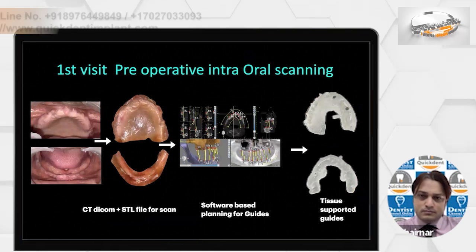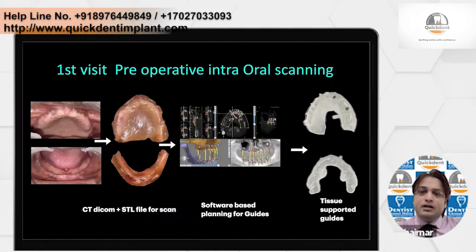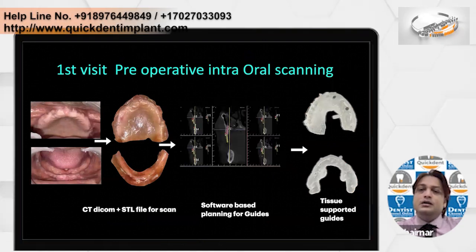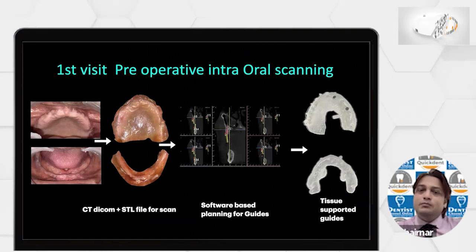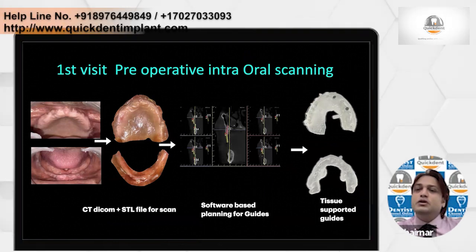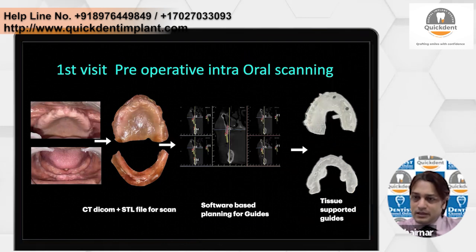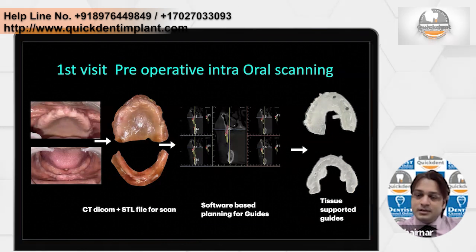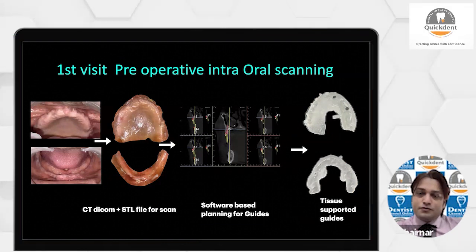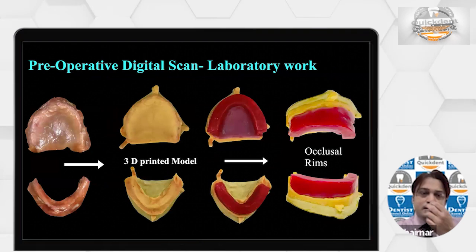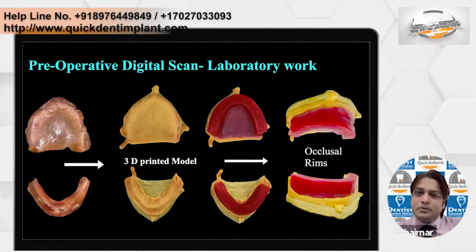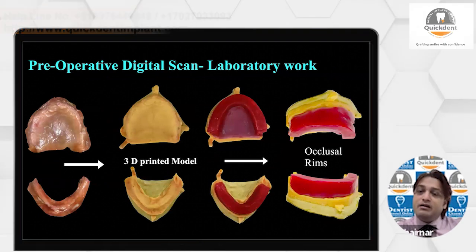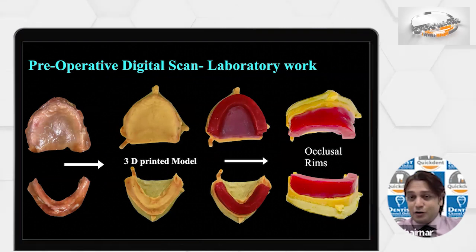guided technician, he will correlate this with the software and the CBCT data, and he will prepare a guide. Because this is on soft tissue, in this case he made a soft tissue supported guide. And the data which we get on day one is also sent to the technician. He will print the model. On that model, he will make a record base, along with the wax rim.